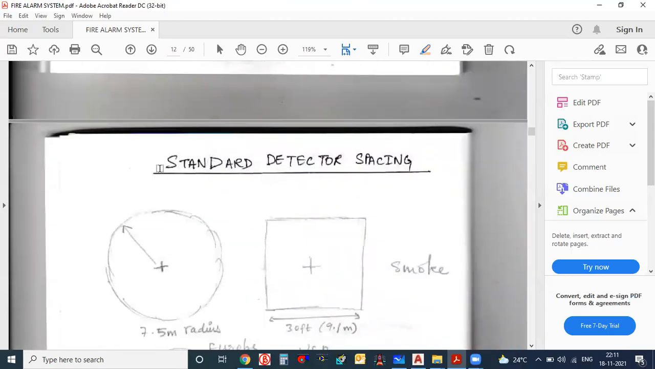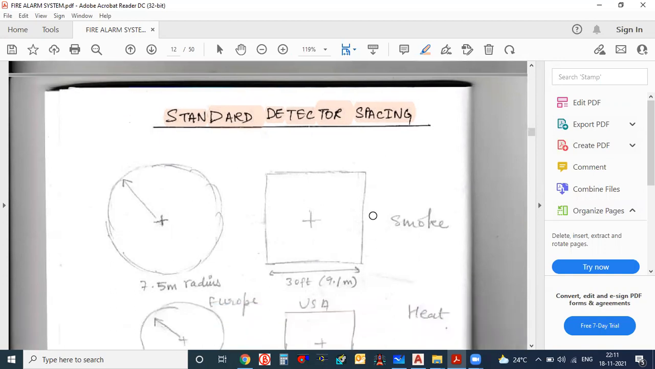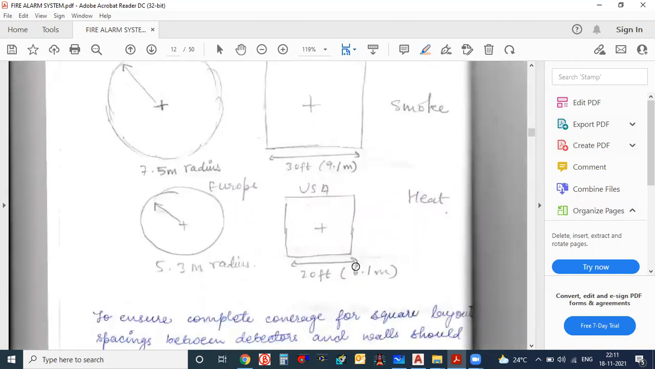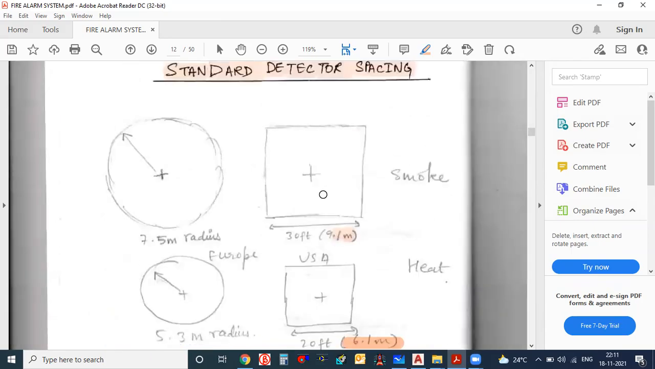The next important thing given here is standard detector spacing. How to space the detector? As sprinkler spacings are there, in the same way detector spacings are also there. Here two ranges are given. Either you go with 6.1 meter or 9.1 meter. For heat 6.1 meter, for smoke 9.1 meter, between two detectors.